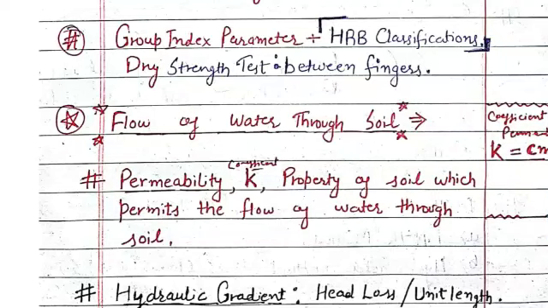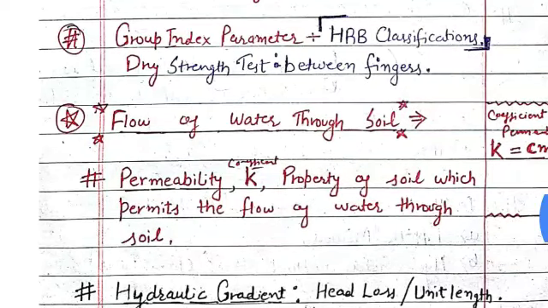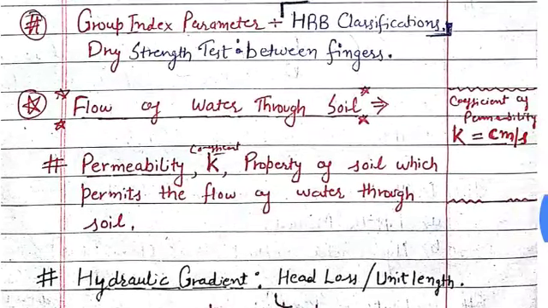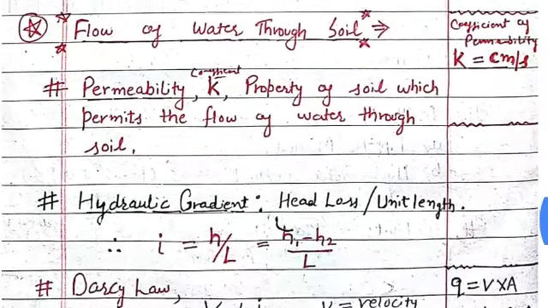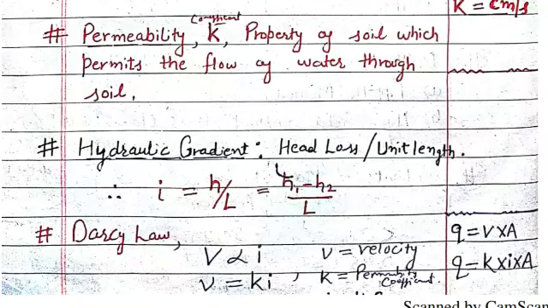Permeability is the property of soil which permits the flow of water through the soil, and K is the coefficient of permeability. The unit of the coefficient of permeability is centimeter per second. Next one, hydraulic gradient. Hydraulic gradient is denoted by i, and that is equal to head loss per unit length, that is h upon L, and h is the head loss, that is h1 minus h2.